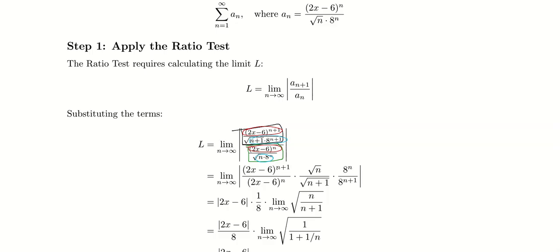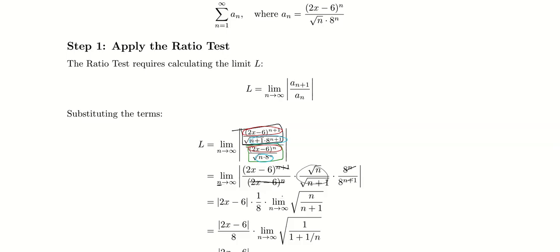Okay, a lot of things are going to cancel. First of all, the nth power cancels here. So we have 2x minus 6. It's inside the absolute value, and it does not depend on n, so we can bring it outside. When you bring it outside, you want to make sure you still have the absolute value. This depends on n, so we'll leave it inside. And then 8 to the nth over 8 to the n plus 1 is just 1 over 8. So that's a constant. You can pull it outside. And since it's positive, you don't need the absolute value.